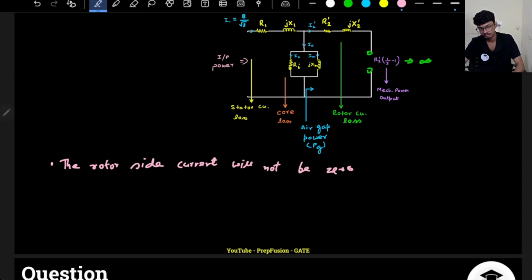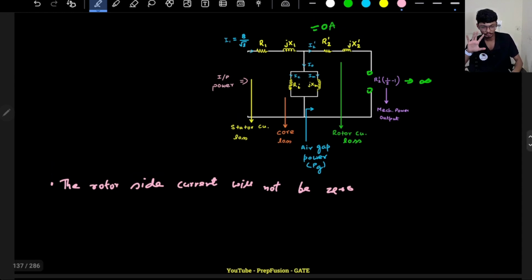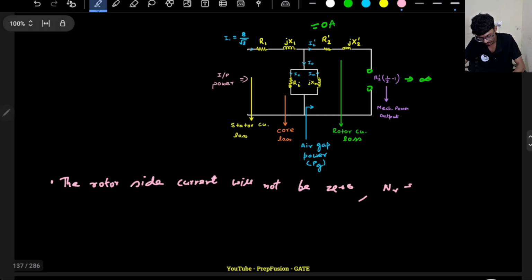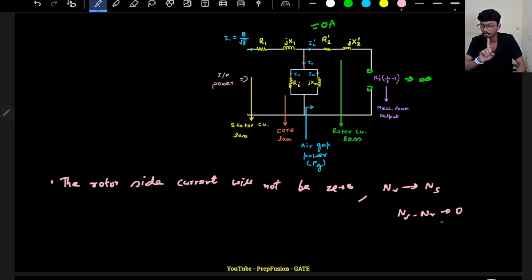Why will it not be 0? Because in no load, if I have no mechanical load connected, the motor rotates in a very fast manner. The rotor rotates at a very fast speed. So basically in no load, my NR is almost tending towards NS, but still it will be very near to 0. Basically NS minus NR will be very near to 0, but it will not be exactly 0.